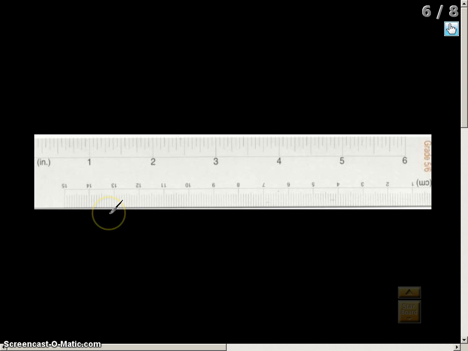Now let's say, for example, we have a measurement and we're measuring it to the nearest whole inch, and it falls right here on 2.5 inches.